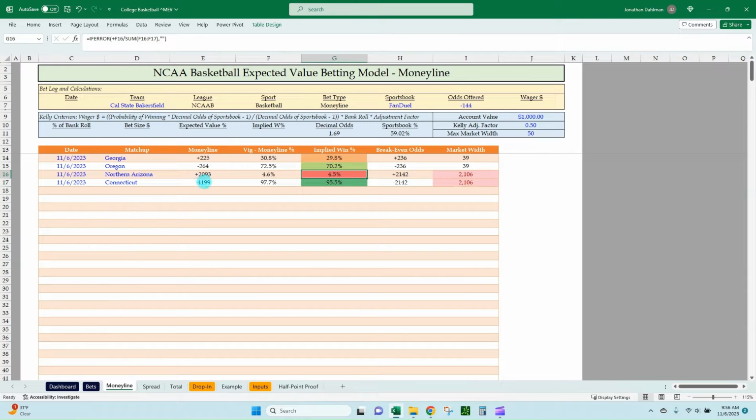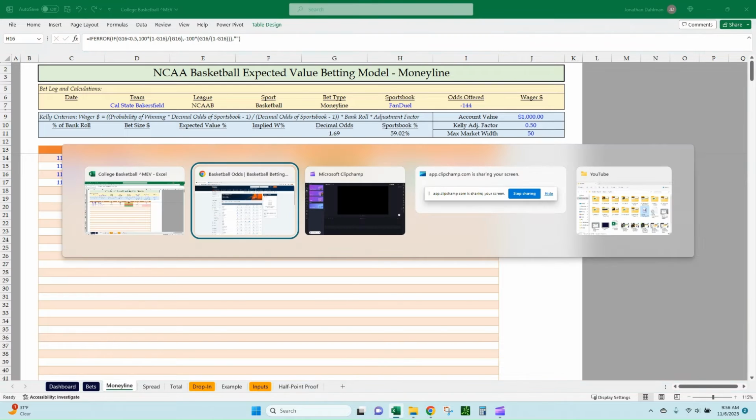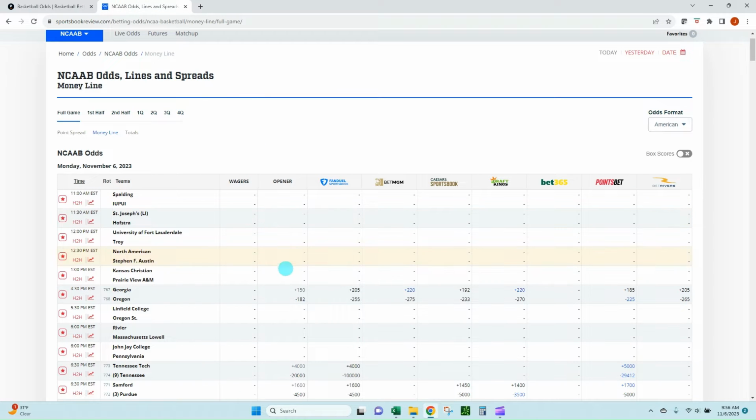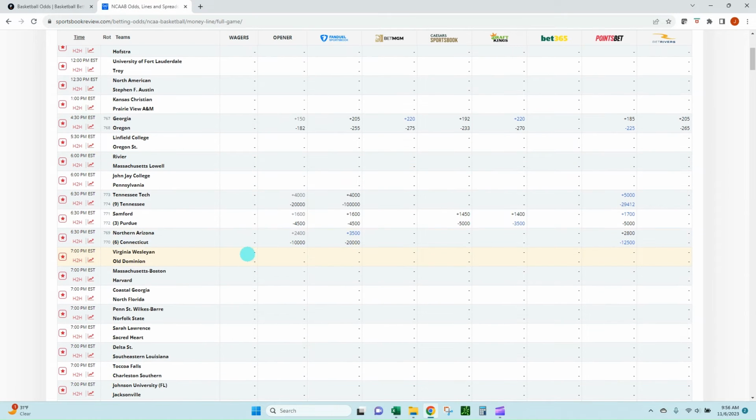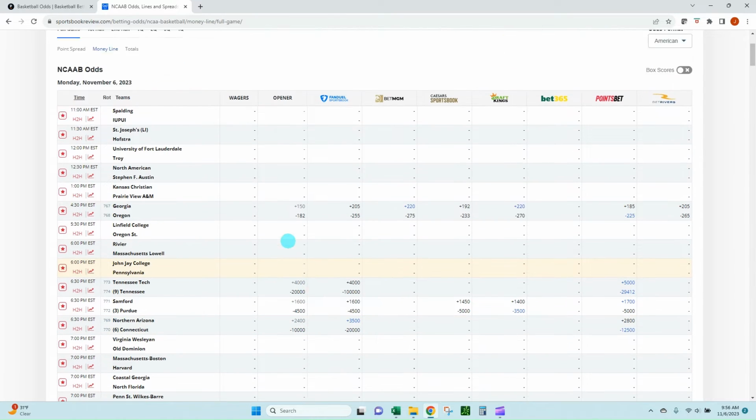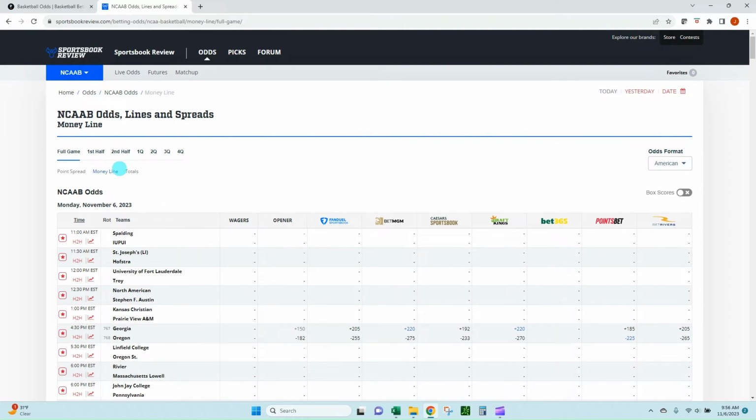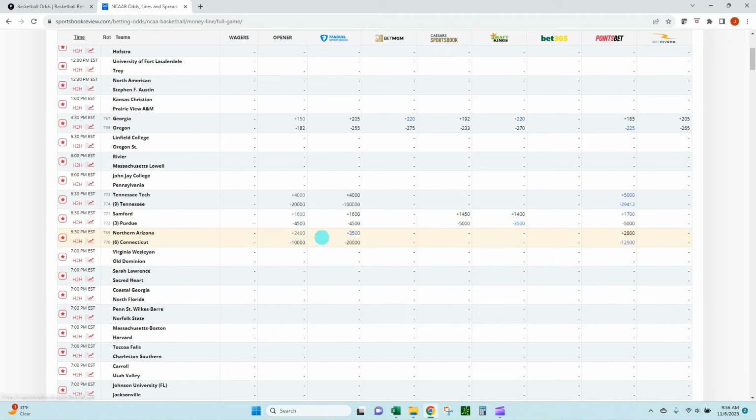So let's see what our break-even odds are: plus 2142. Let's see if anyone's offering longer odds than plus 2142 on this matchup. Okay, so I'm over here on Sportsbook Review, and they have probably about the best way to do line shopping manually, with tables by spread, money line, and totals. So we go down here to that Northern Arizona Connecticut game.